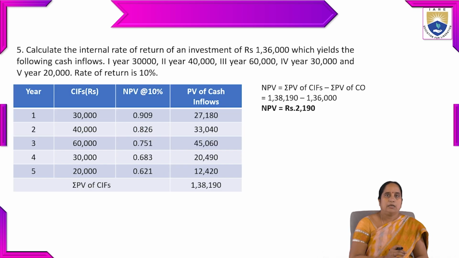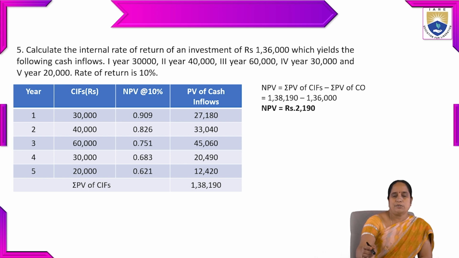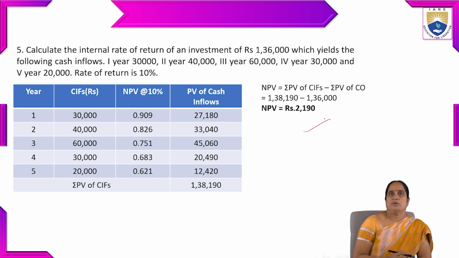The next, calculate the internal rate of return of an investment of rupees 1,36,000, which yields the following cash inflows. First year 30,000, second year 40, third year 60, fourth year 30,000, and fifth year 20,000. And rate of return is 10%. So just by using this data, first of all calculate NPV by taking the given rate of return as 10%.